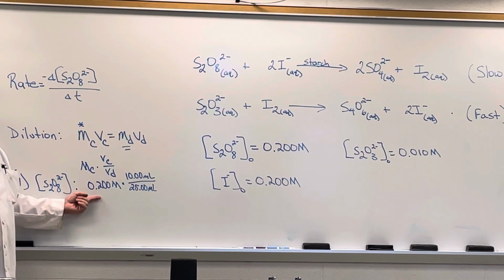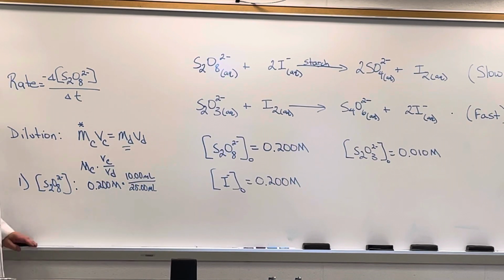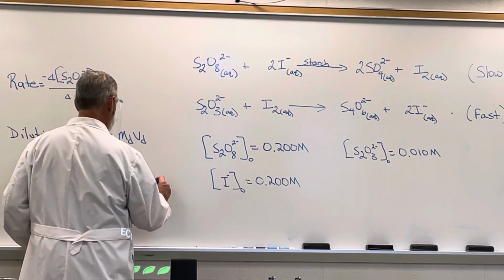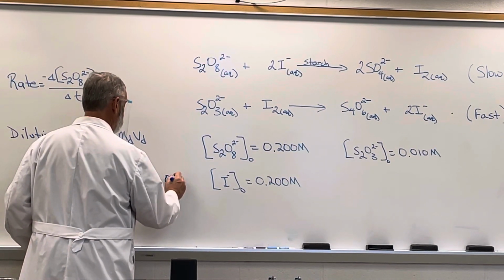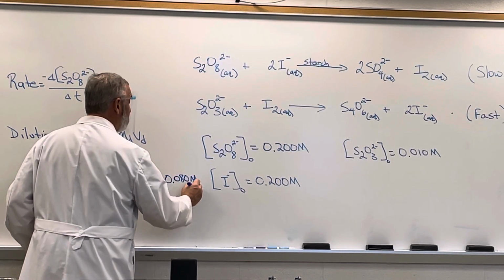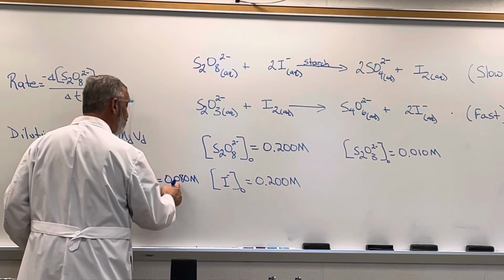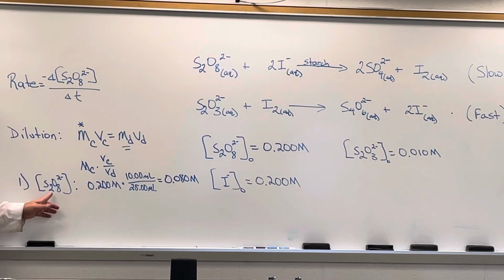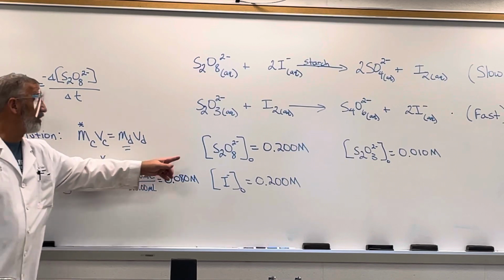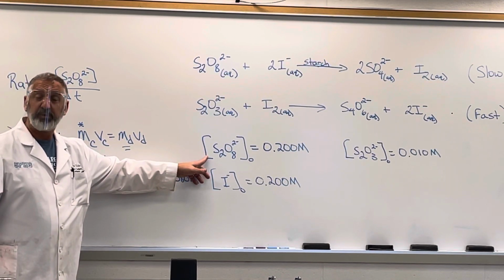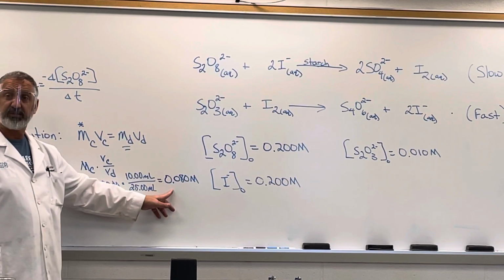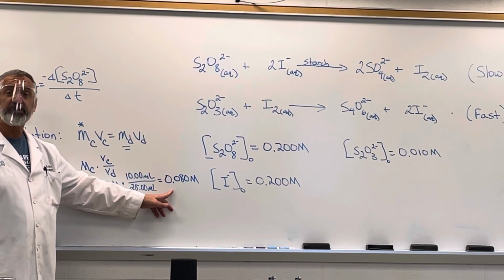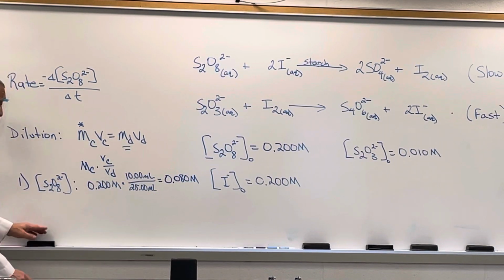So if you take this, what does that come out to? 0.08? So this is my initial concentration of the S2O8. Okay, that's what I really had as my initial concentration. I started with this in the bottle, but when I actually reacted it, it was this. So you need to do this now for the S2O8.